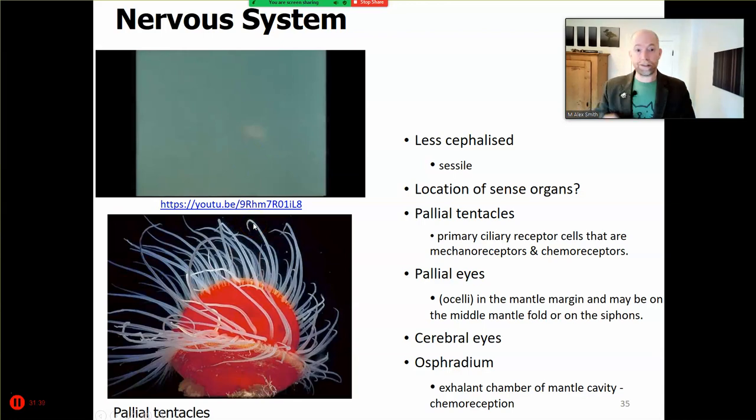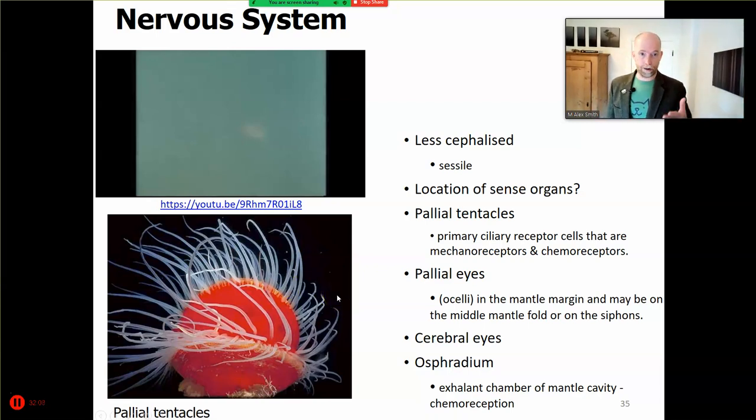So less cephalized, then they tend to be more sessile. The sense organs tend to be concentrated in the pallial folds, and in fact, the pallial fold of the mantle can even be extended into tentacles. As you can see in the bottom here, these are extensions of the mantle that have ciliary receptor cells that can be mechanoreceptors or photoreceptors, chemoreceptors. We have, as we've talked about, pallial eyes, cerebral eyes.